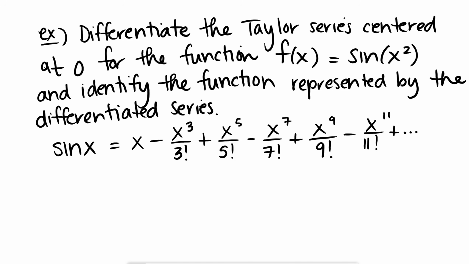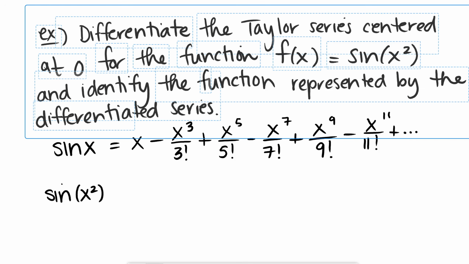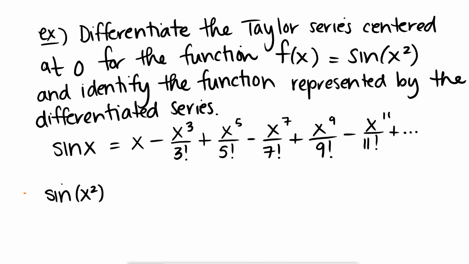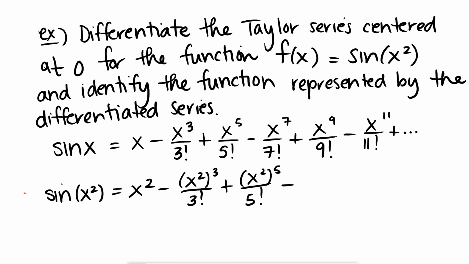Dot, dot, dot. Okay, so what would the Taylor series be for sine of x squared? Well, remember, this is just a polynomial. If I asked you to take sine of 4, then what would you do with every x? Every x would be replaced with 4. That's what it means to evaluate a polynomial at something. So for sine of x squared, I'm just going to replace every single x I see with x squared, and then we'll go through.